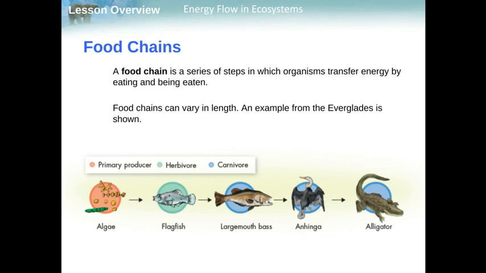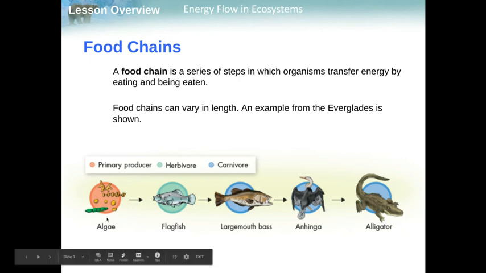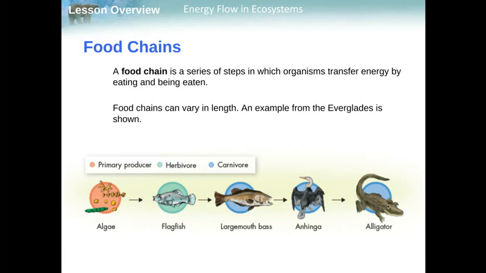closely related. Now, if you looked in your notes, a food chain is a series of steps, one after another, in which organisms transfer energy by eating and being eaten. So we see right here with this algae, it then goes from the algae to the flagfish, to the largemouth bass, to the anhinga, to the alligator. Okay, and they are one direction. Now, food chains can vary in length. They could be as short as 2 or 3. They could be as long as 10 or 12. It really depends upon how many organisms are involved.